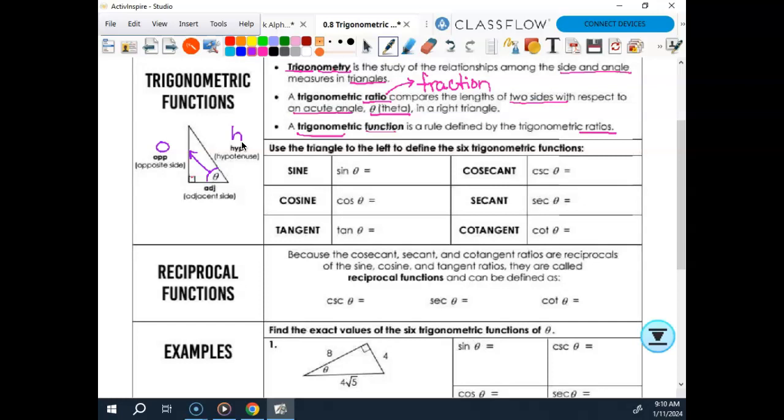And then the other side, so notice here's my angle. I actually have two sides that are adjacent to it, but one of them is the hypotenuse. The other one we call the adjacent side. To write our trigonometric ratios, we have an acronym to help us.